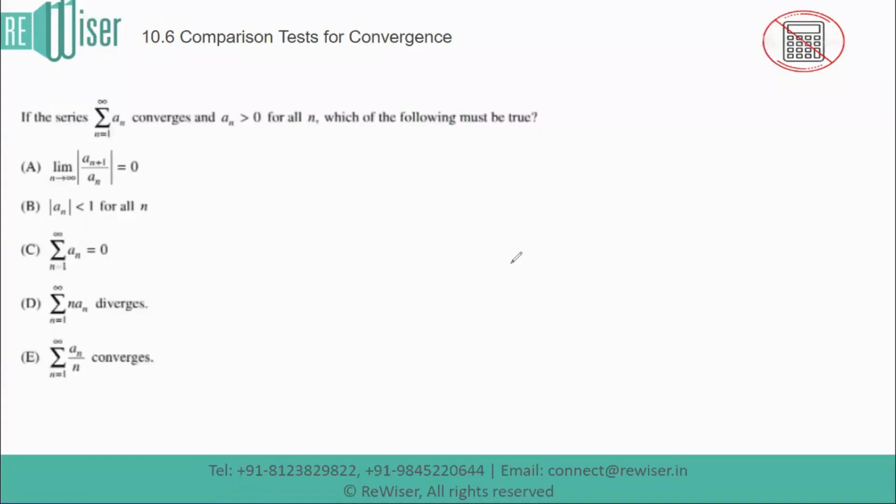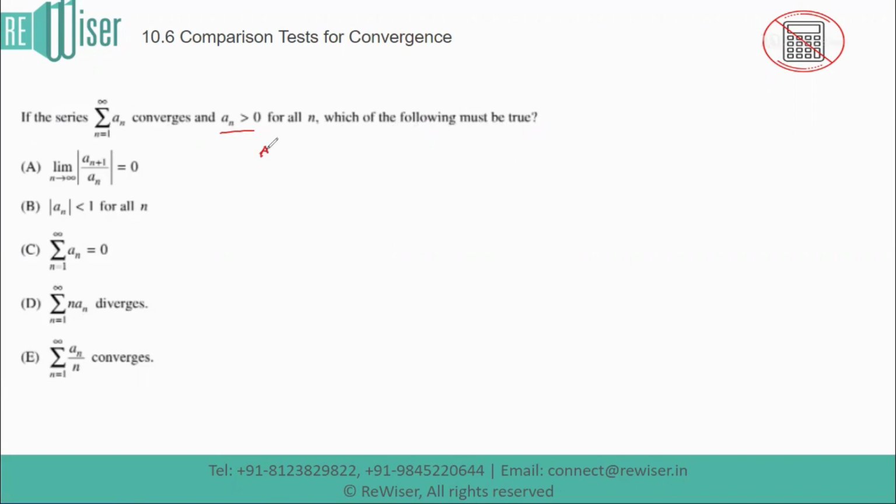In this question, we are talking about if the series summation of n equals 1 to infinity of a_n converges, and where a_n is positive for all values of n. Which of the following statements must be true? So let's go option by option. We need to back solve that.